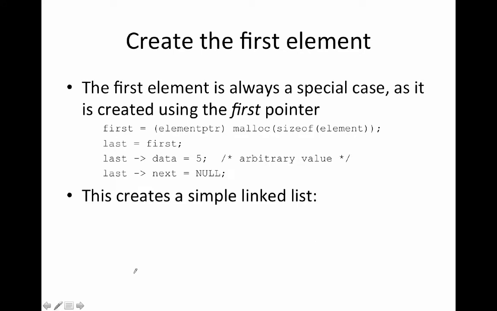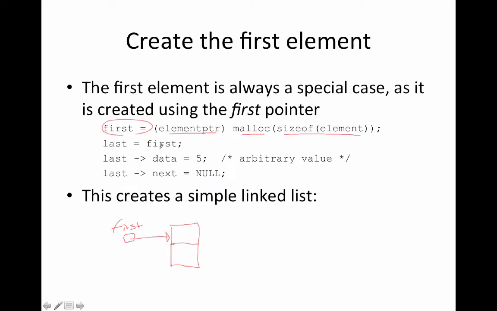Now to create the linked list, the first element is always a special case because we're going to be using the first pointer. So basically there are four statements. First of all, we're going to dynamically allocate a new location large enough for one of these structures of the type element, and we're going to return the address as an element pointer. So this dynamically allocates the location, and then we're assigning that to first. So our variable first is going to point to this location. Okay, so we dynamically allocate and first points to it.